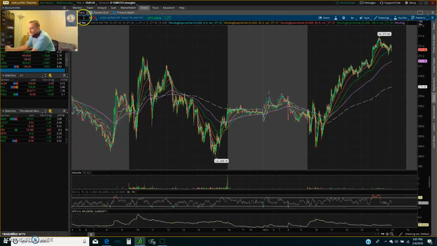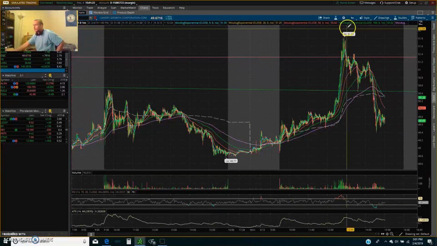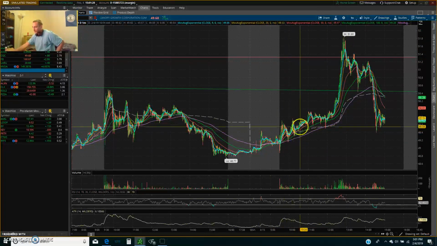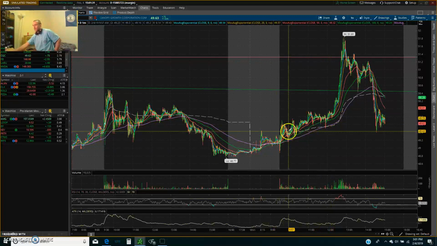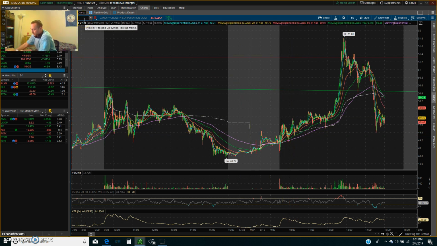So I should have held on to that one contract and sold up here, but I shook out early before it even showed me its range on the day. It was just chopping around. So I sold that for a $30 loss on the contract.